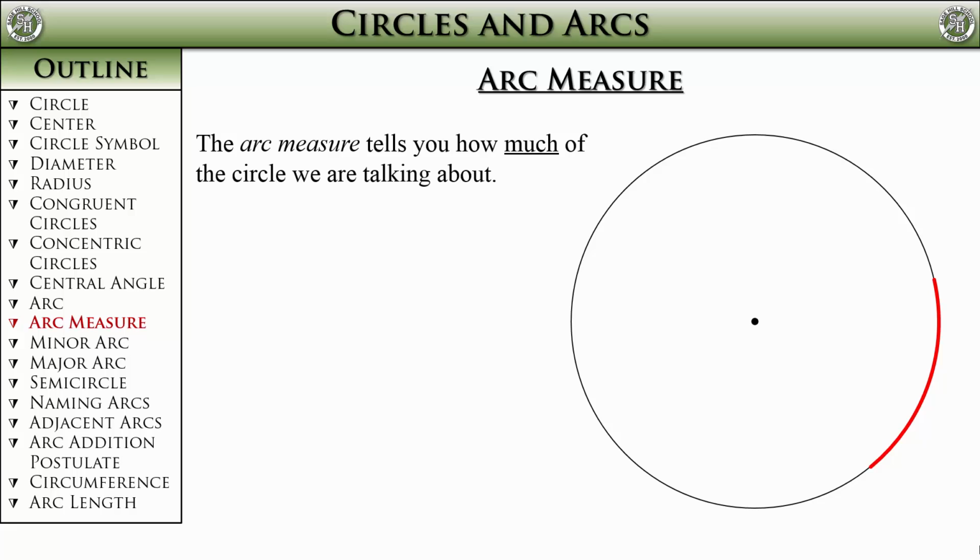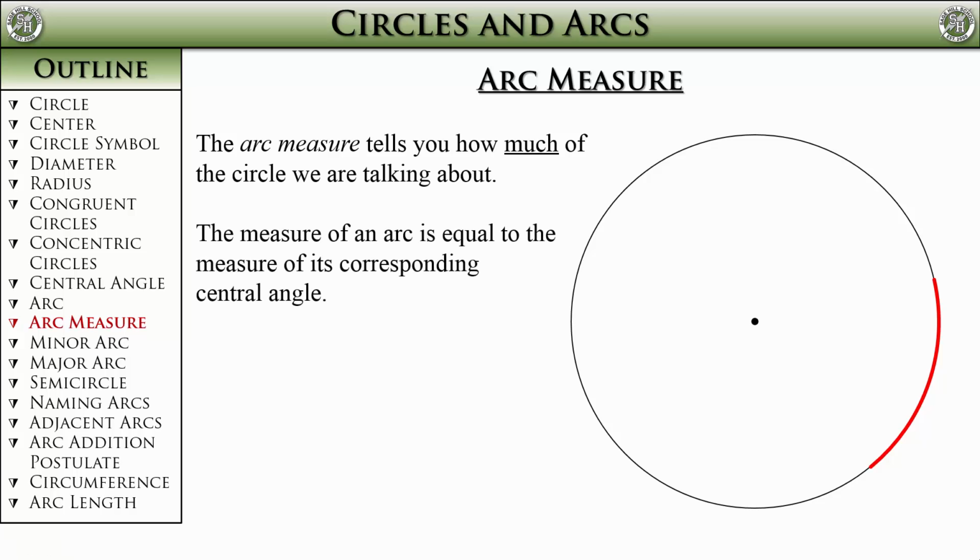That's what arc measure does. By definition, the measure of an arc is equal to the measure of its corresponding central angle. So I should probably draw in that central angle. The measure of this central angle happens to be 64 degrees. Since the measure of the arc is the same as the measure of the central angle, I know that the red arc must also be 64 degrees.